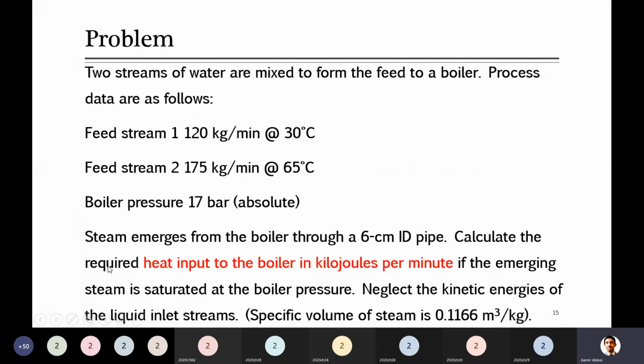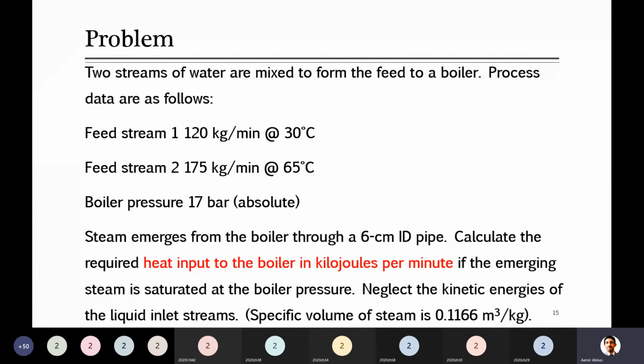Calculate the required heat input to the boiler in kilojoule per minute. What you are supposed to find here? Q. And why he is asking us to calculate this? You know that whenever you have to boil the water, you have to provide the heat. Do you agree with this? Yes, sir. Yes, in order to boil the water, we have to heat it up.